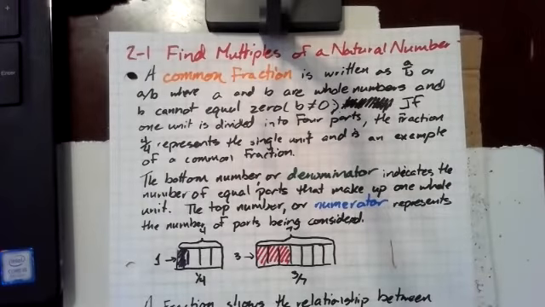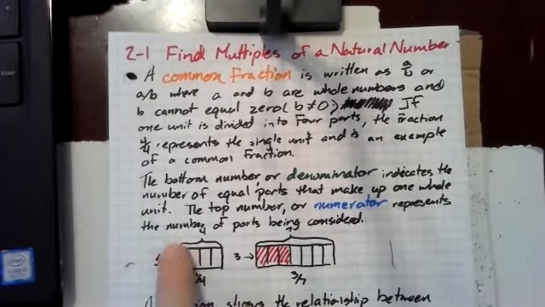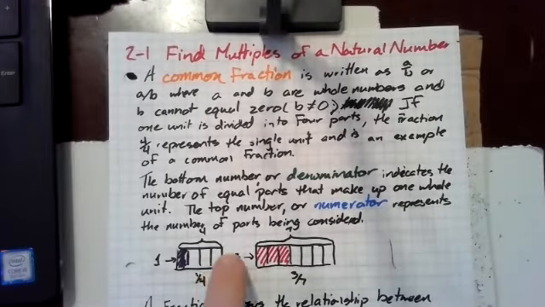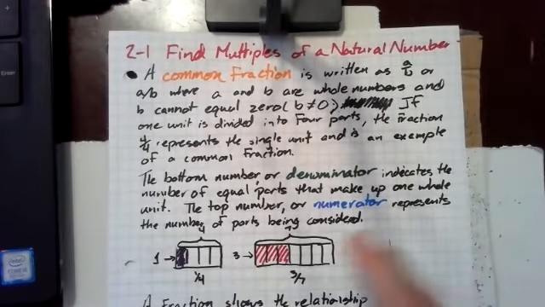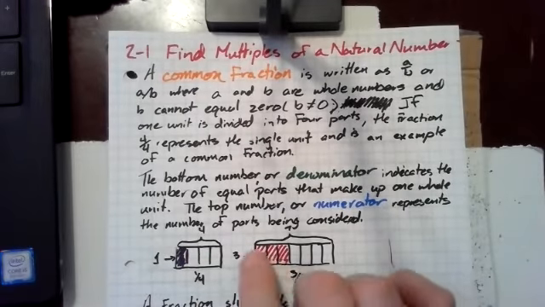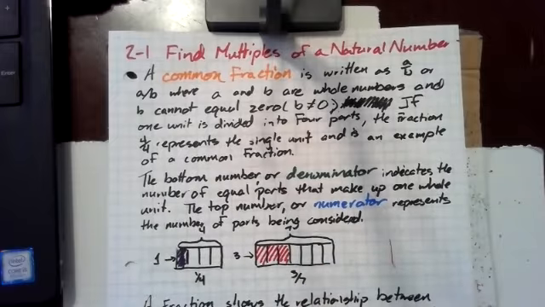Here we have a couple of examples. 1/4. There are 4 pieces to this block, and one of the pieces is shaded. That's the only one being considered, so that's 1/4. Here we have 7 pieces to the block, and 3 of them are shaded, so that's 3/7.